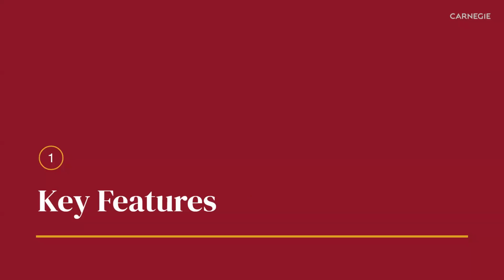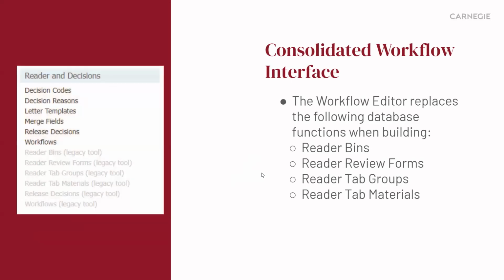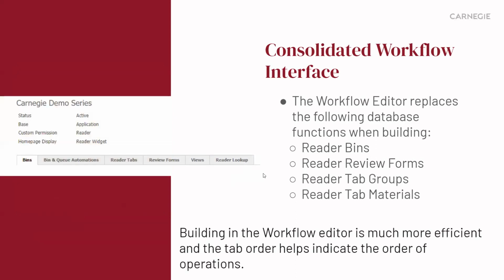The workflow editor has some key features that replace legacy functionality and make the entire setup process so much easier. The first of these features is a consolidated workflow interface. The workflow editor takes what used to be 4 screens, each with individually grouped and ordered items such as bins, forms, and materials, and puts all of that functionality into a single tab screen. Each tab corresponds to the objects that will be contained there, and the order of the tabs indicates our order of operations.